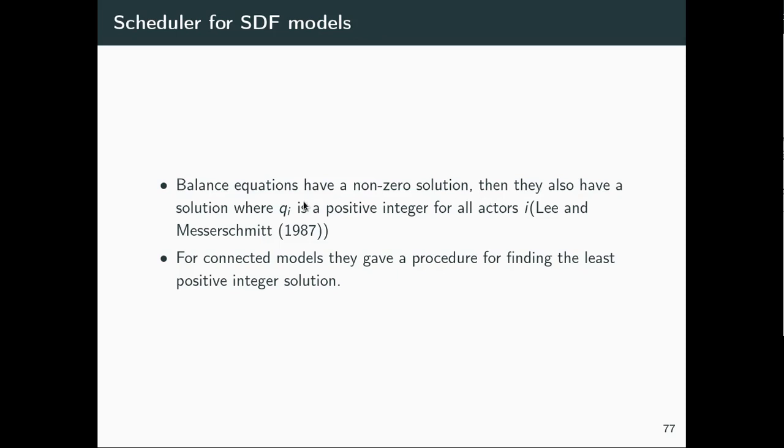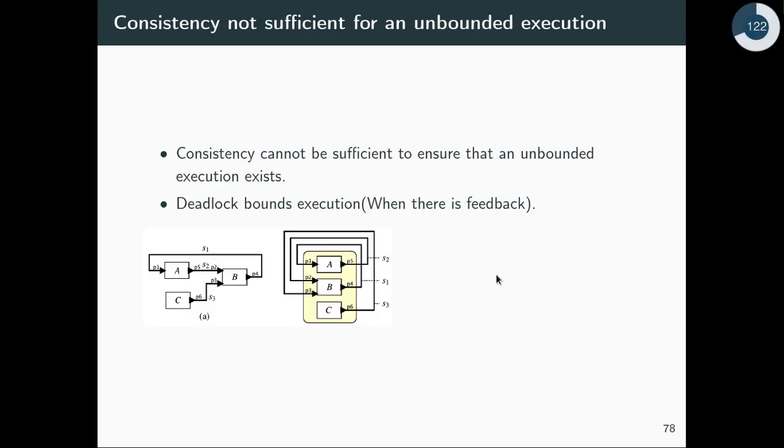The work that has been done by Professor Lee and Mr. Smith in 1987 proposed a solution where we have a positive integer qi. So whatever we have talked about, balancing the equations in order to find an unbounded execution with bounded buffers for a scheduler for SDF models, when we implement this in software, they have proposed a solution where they can find a positive integer qi for all the actors. This is how it is actually implemented. For connected models, they gave the procedure for finding the least positive integer solution as well. So these are the two contributions that have been made for finding a solution to the balance equations.